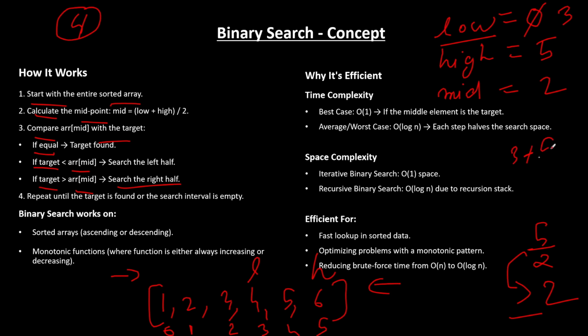3 plus 5 gives us 8, right? 8 divided by 2 gives us 4. So the mid value for this range is this. You come here, 5. Now you will check that this 5 is greater than the target value, right? This array of mid is greater than this target value. Now what we'll do, we will search the left half of the range, whatever you have.